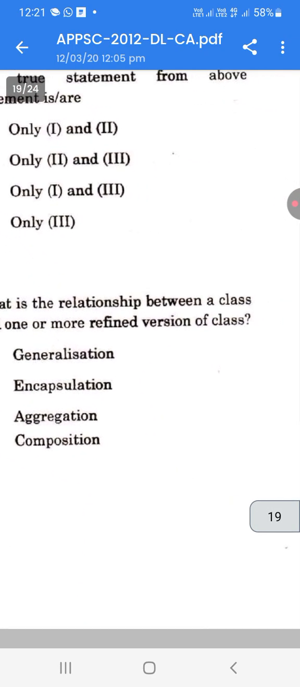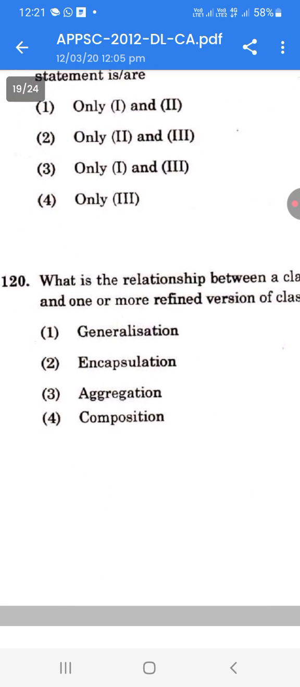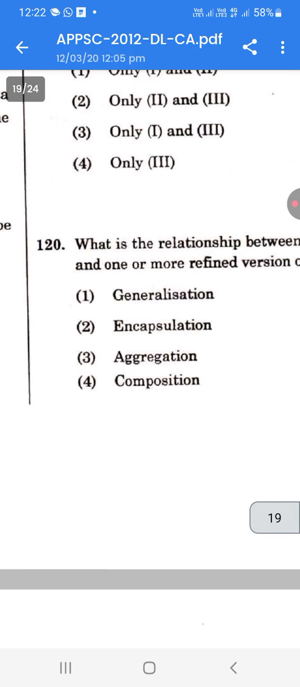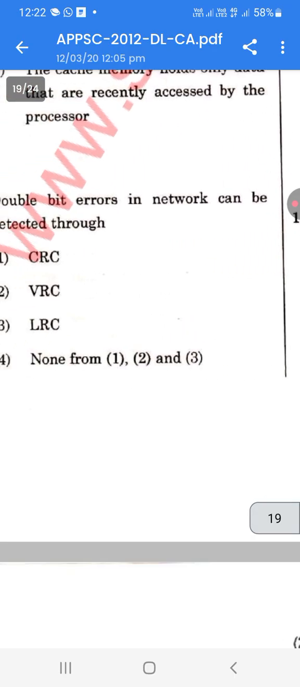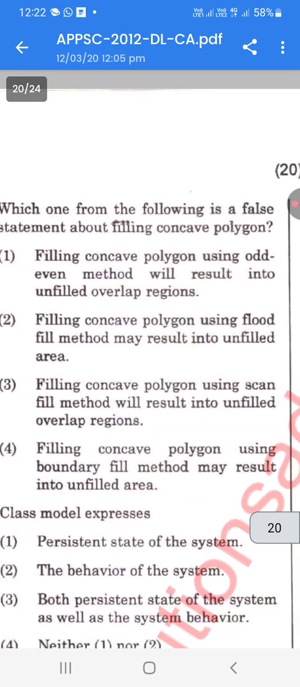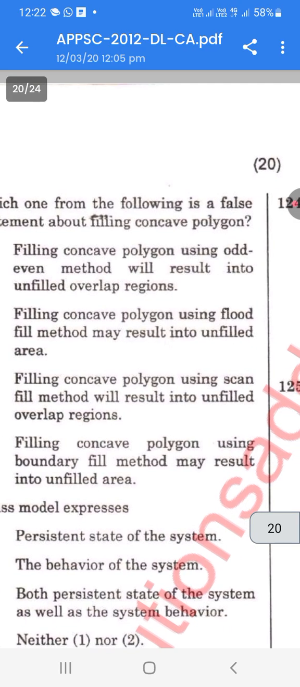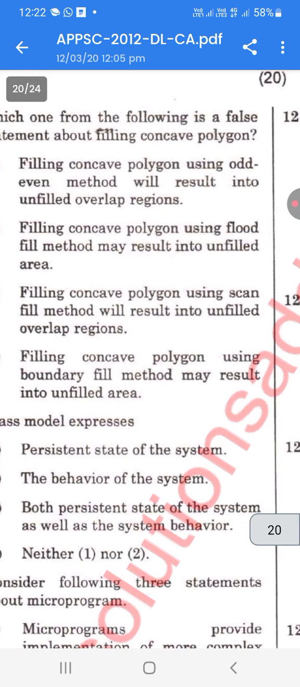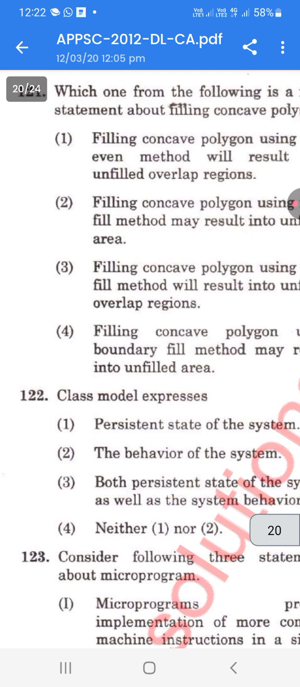What is the relationship between a class and one or more refined versions of a class? 120. 1. Generalization. Which one from the following is a false statement about filling concave polygon? 121. Third one, filling concave polygon using scan filling method will result into unfilled overlap regions. This is a false statement.